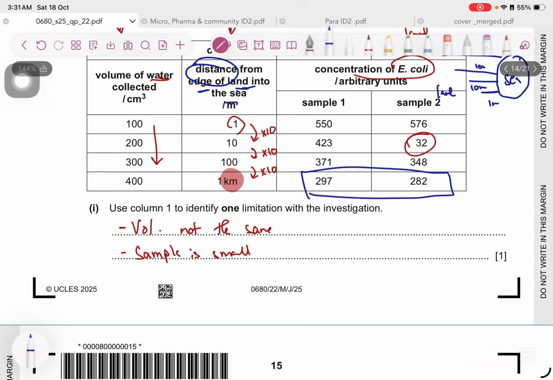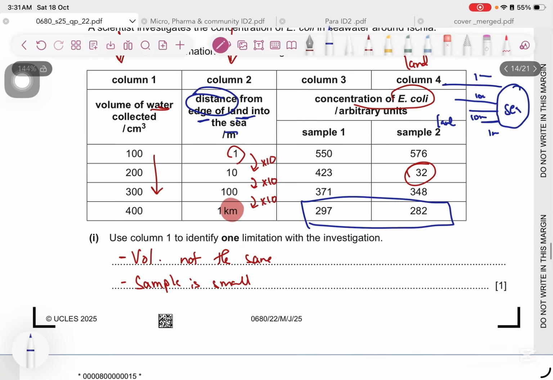Now use column 1 to identify one limitation with the investigation. And column 1 is this one. They mentioned the volume. The volume here was collected in centimeters square. You can say not enough sample. The sample is too small. Or the volume was not the same throughout the investigation. It was different.